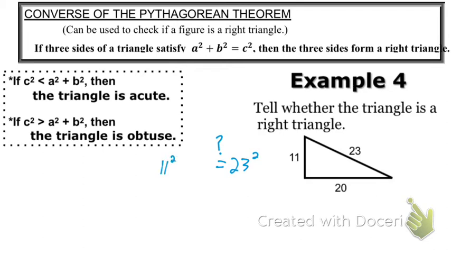Okay. And then very good. So we could do 11 and 20 in either of those orders. We could do 20 squared and then 11 squared, 11 squared, then 20 squared. That doesn't matter. But the 23 has to be on the right-hand side. And notice I put a question mark above my equal sign. We're saying it equals because we don't know if it equals. That's what we're trying to find out. If it does equal, it's the right triangle because the Pythagorean theorem works.